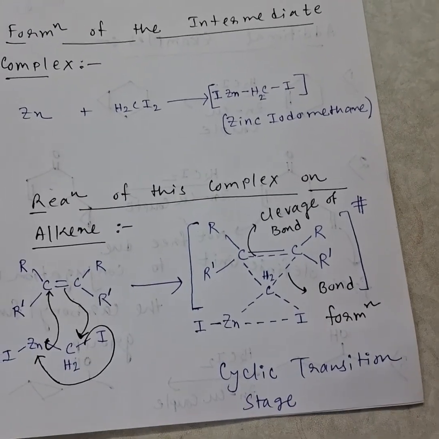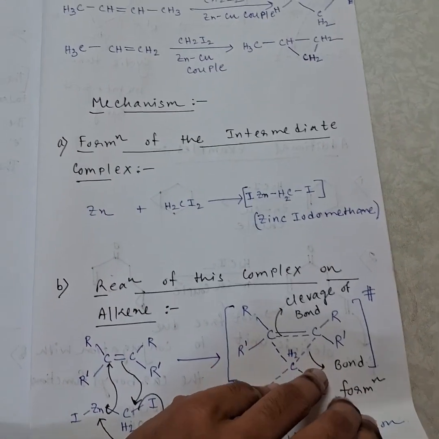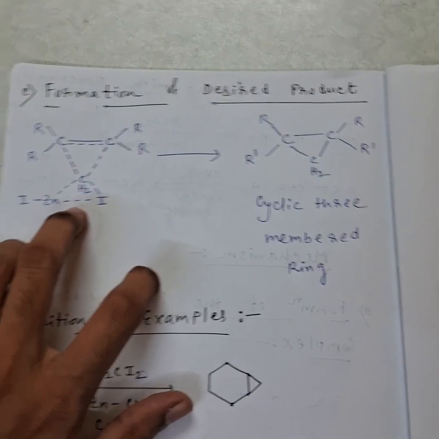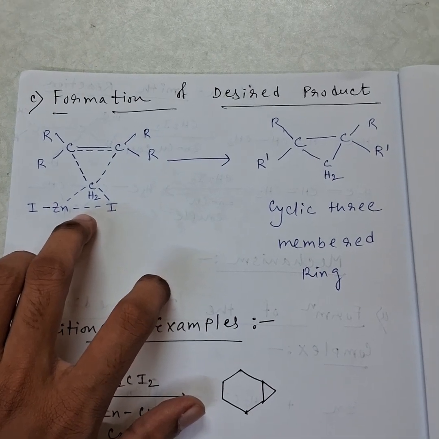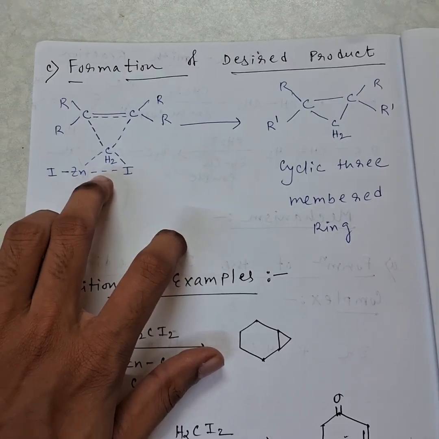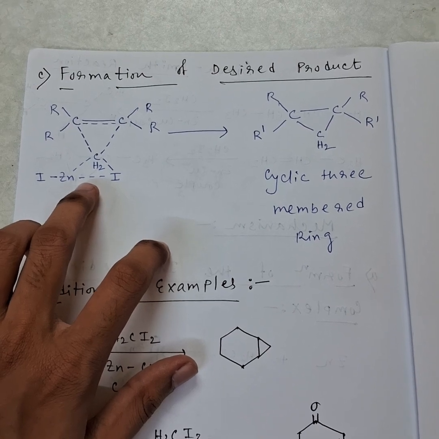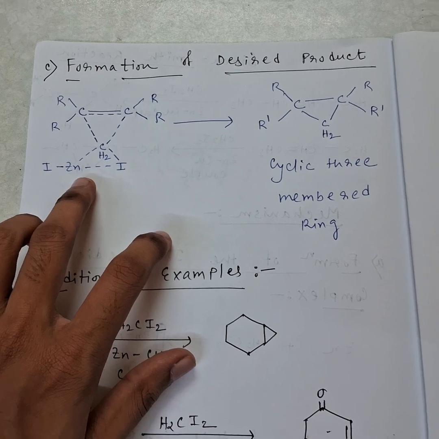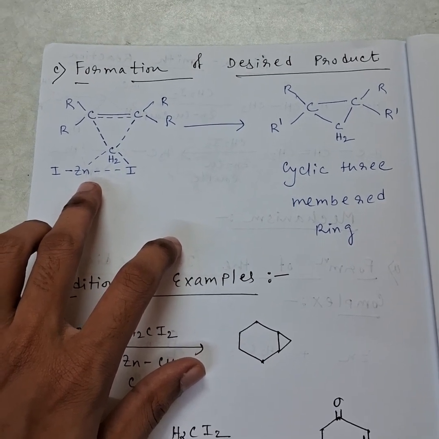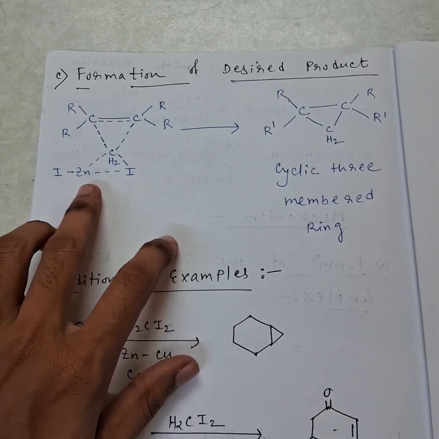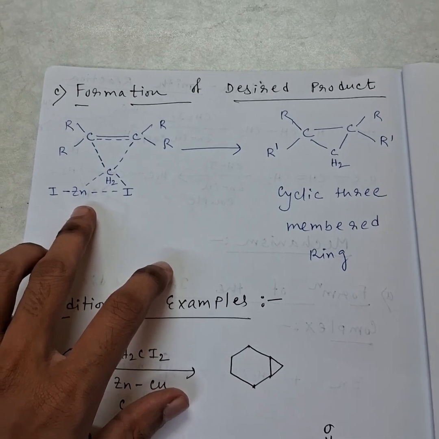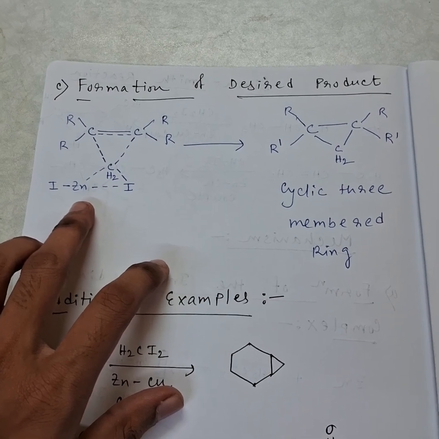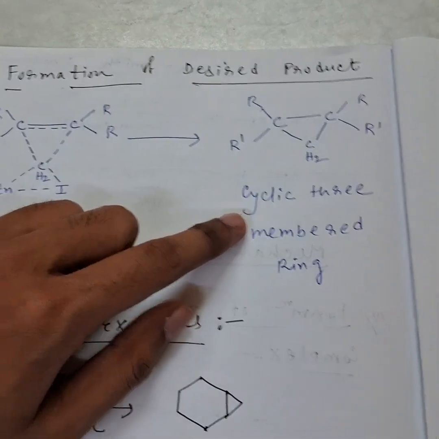And from this cyclic transition state we get our desired product. This is the cyclic transition state from which we obtain our desired three-membered cyclic ring. Now here R and R prime can be anything. You can put methyl in place of R, you can use ethyl, phenyl, n-propyl, n-butyl, whatever. R and R prime depend on whether an alkyl or aryl group is present within the reactant. So this is our final product.